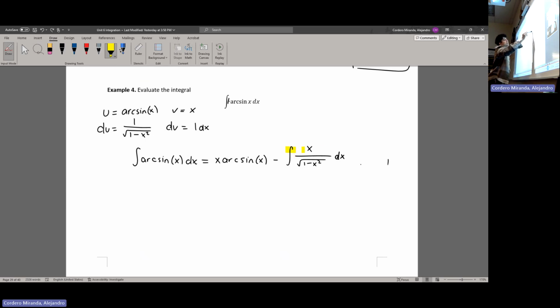Look at this one that I'm highlighting here. That looks like a complicated integral, but one that we know because u substitution would work on this. Hopefully you see that. If you make u be the inside of that square root, 1 minus x squared.